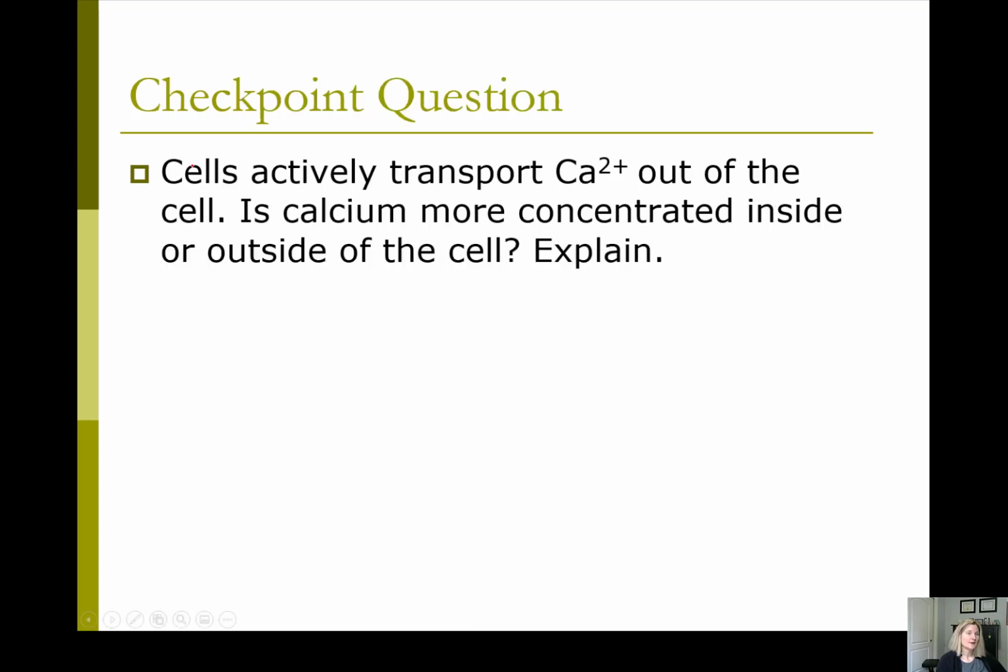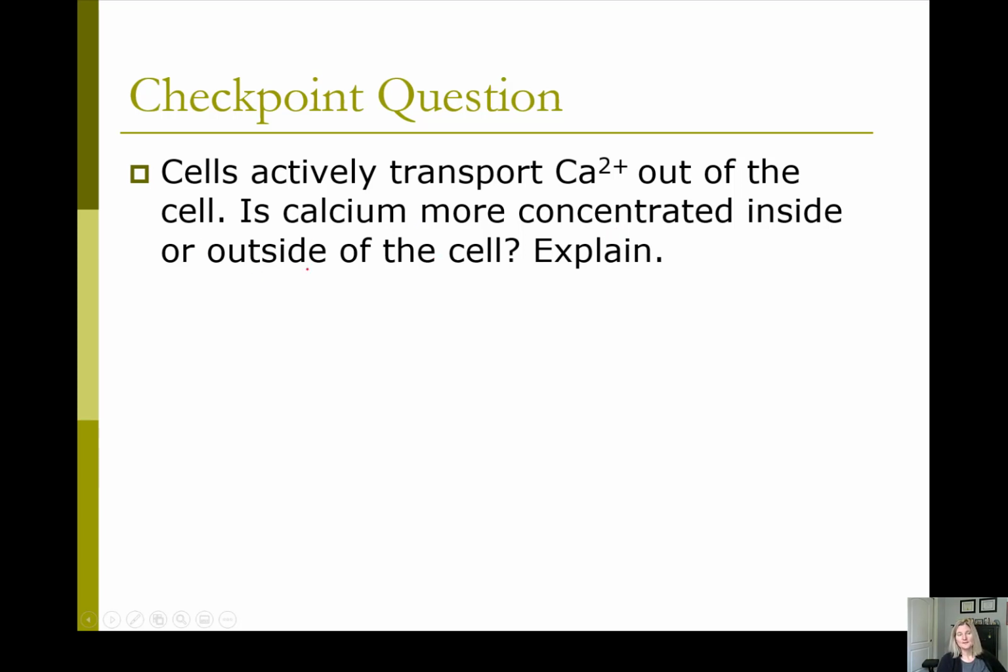So here's a question for you. Cells actively transport calcium ions out of the cell. Is calcium more concentrated inside or outside of the cell? Okay. So here you have to pay close attention to the words. Cells actively transport calcium out of the cell. So if we're actively transporting, that means that we're going from low concentration to high concentration. So if we're actively transporting calcium out of the cell, is calcium going to be more concentrated in the cell or outside?